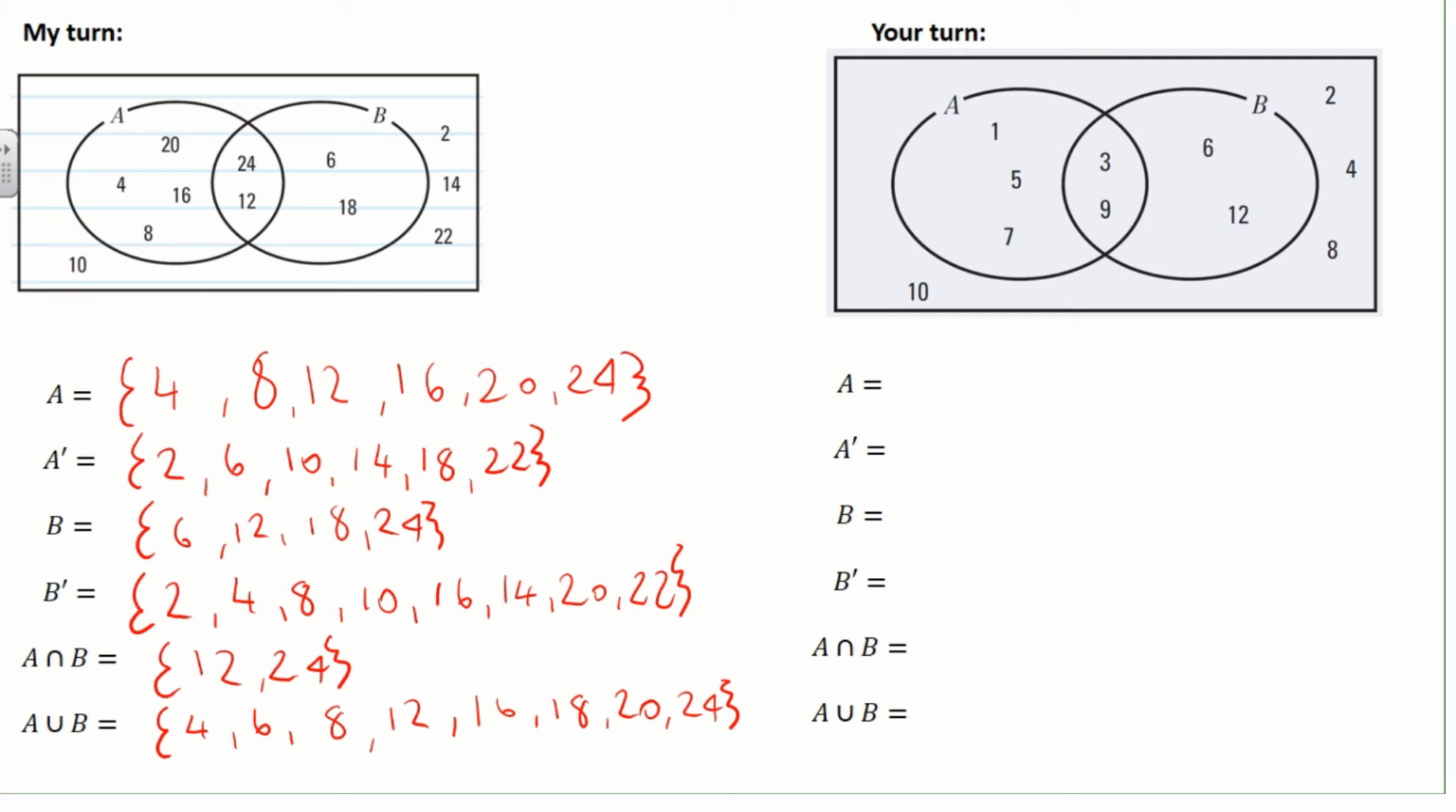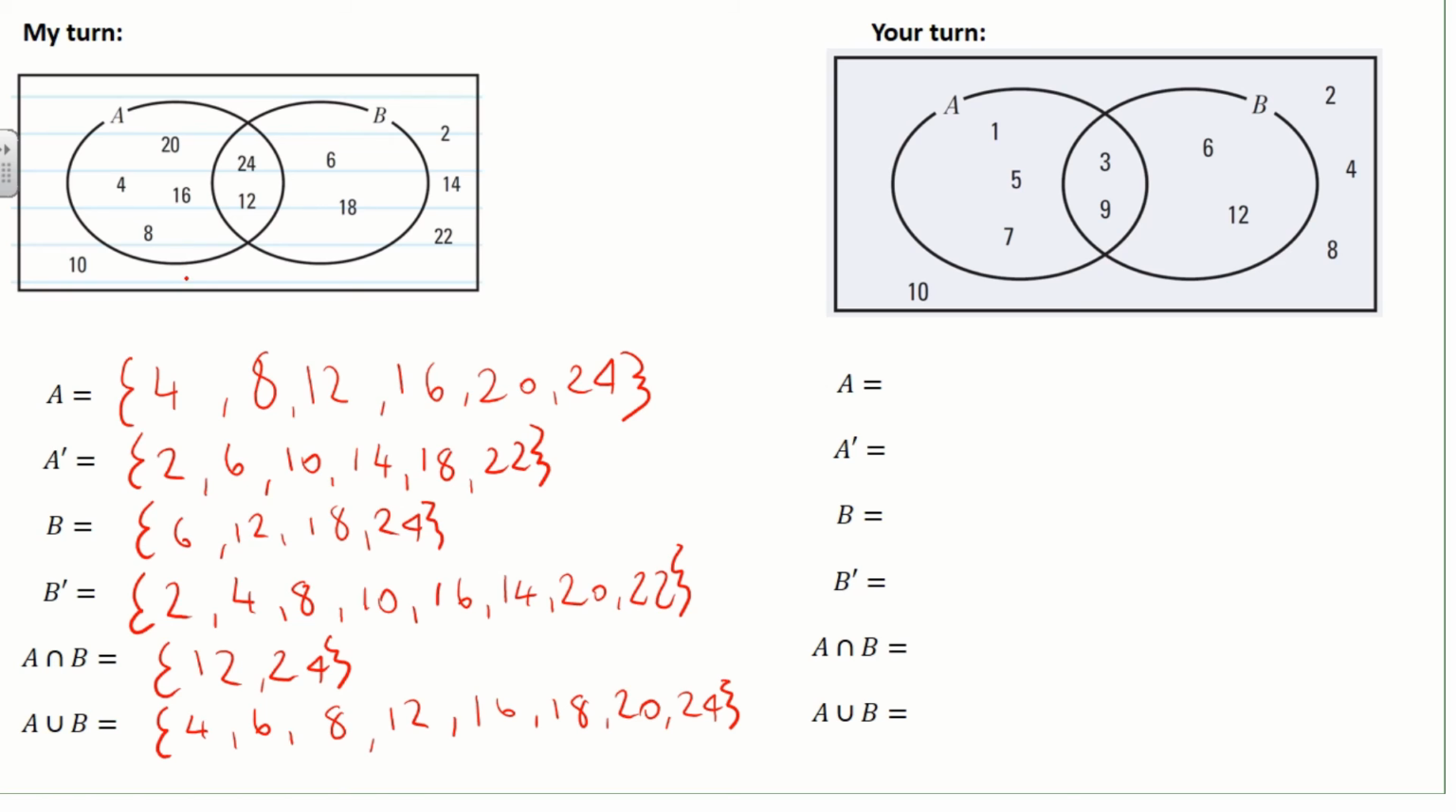Okay, again, what I'd like you to do this time, second set of numbers in a Venn diagram. Can you have a go at doing exactly the same, writing down your answers to this particular question here? So we've got A prime, B prime, or B complement, A intersection B, A union B. Okay, so pause the video and have a go at answering those questions then for me, please.